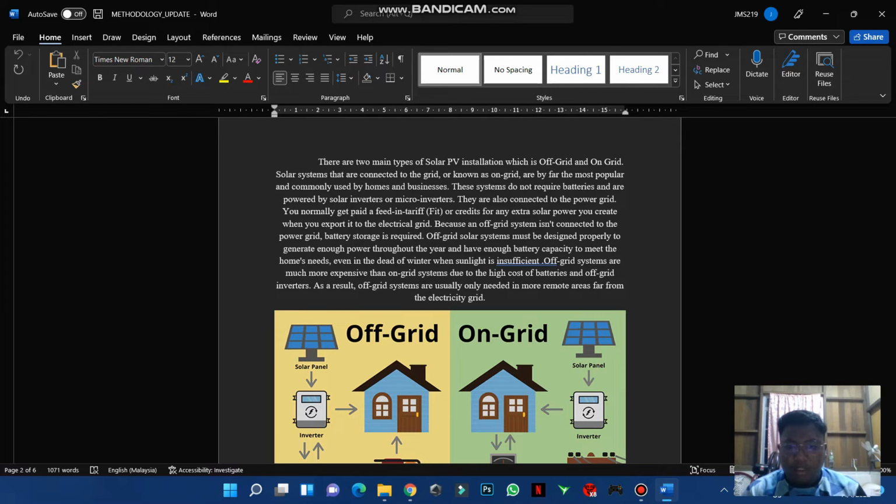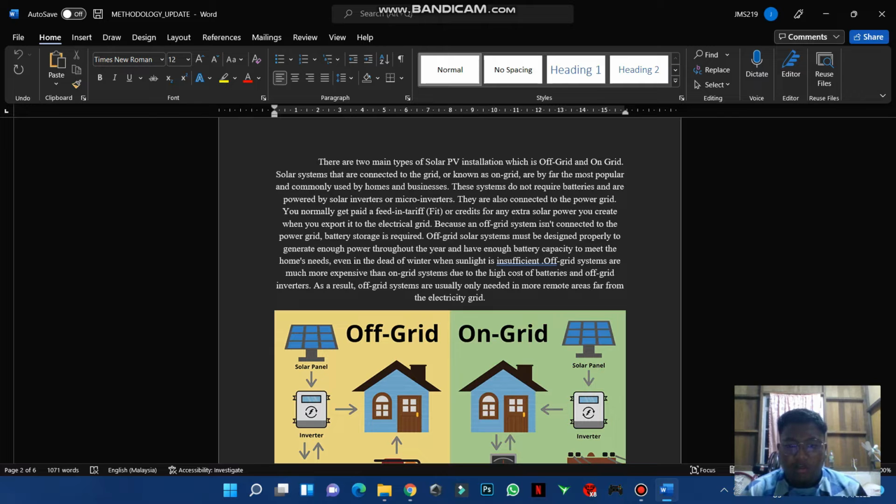Because an off-grid system isn't connected to the power grid, battery storage is required. So for this project we use mainly an off-grid solar system. An off-grid solar system must be designed properly to generate enough power throughout the year and have enough battery capacity to meet the home's needs even in winter when sunlight is insufficient.